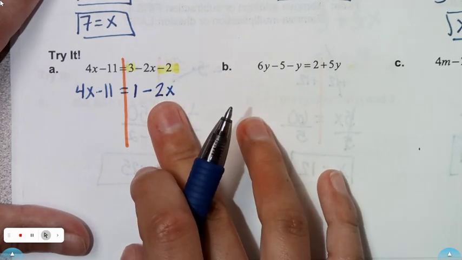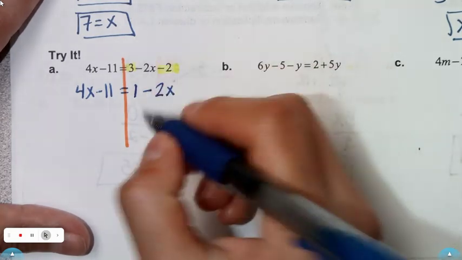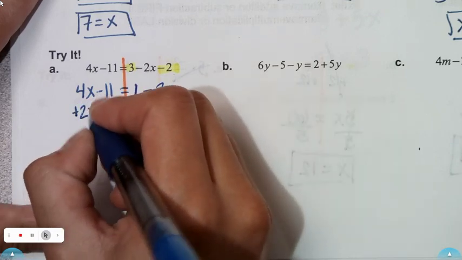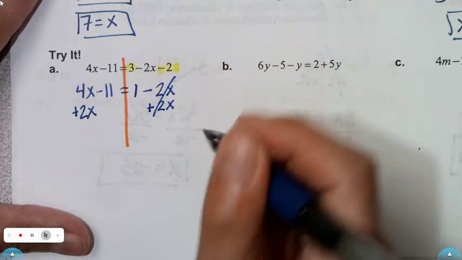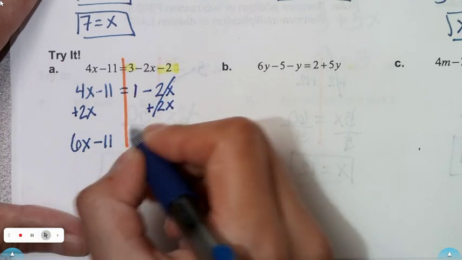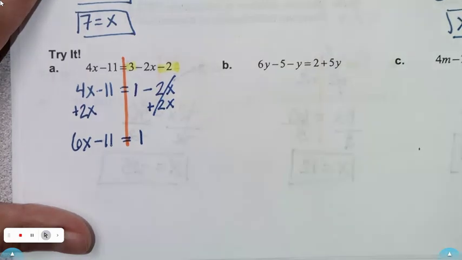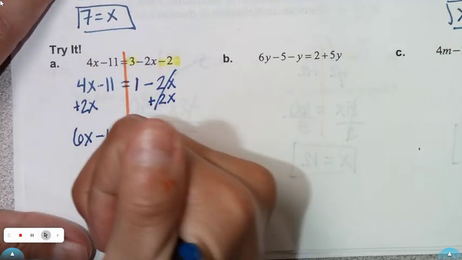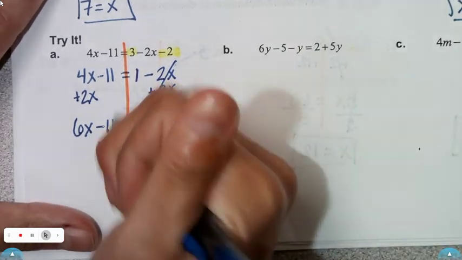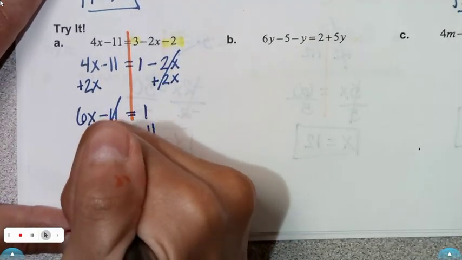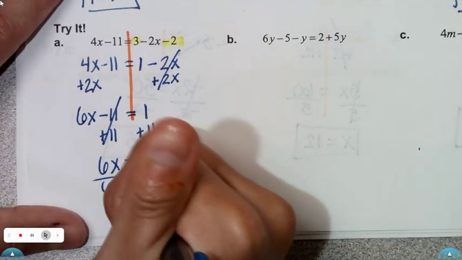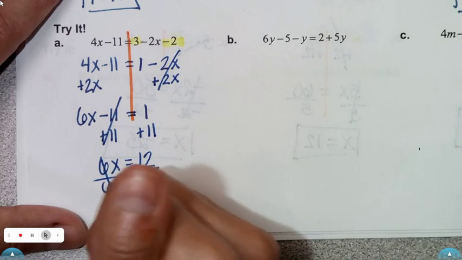I always like to move my x's first. So that negative 2x, I'm going to move to the other side. So plus 2x. These cancel. 4x plus 2x is 6x minus 11 equals 1. I could add 11 to both sides. These cancel. 6x equals 12. Divide by 6. x equals 2.